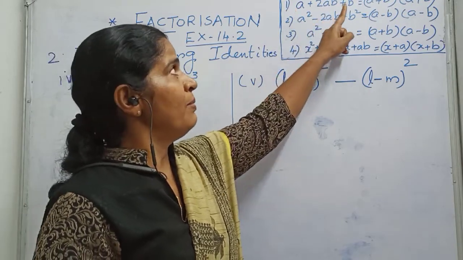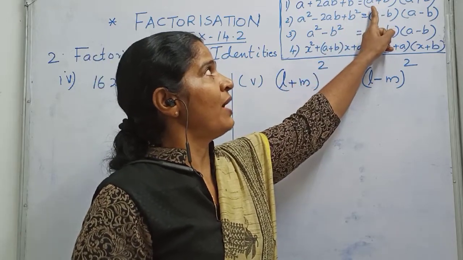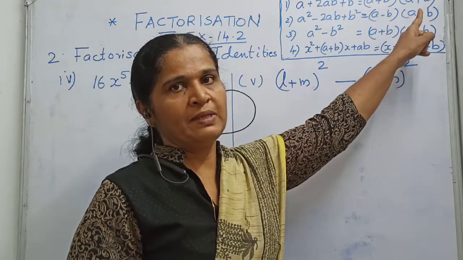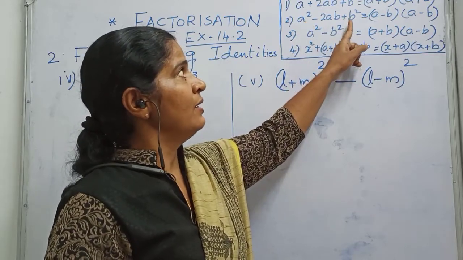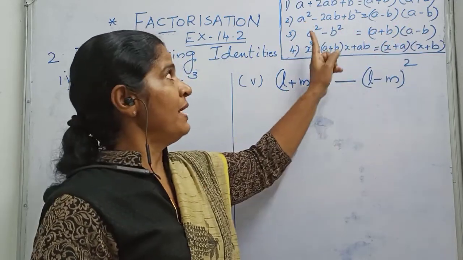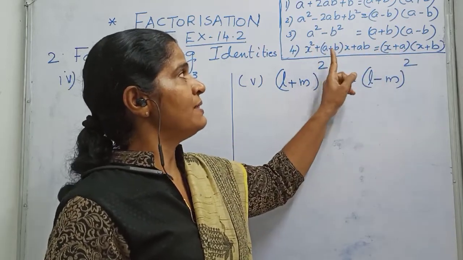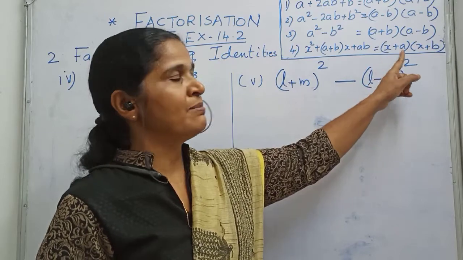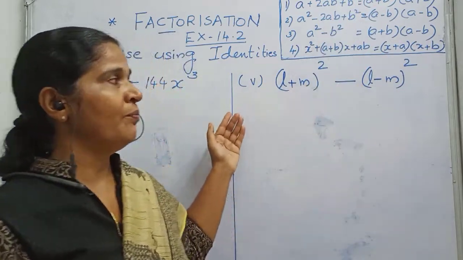A square plus 2ab plus b square, the algebraic expression, has to be written in the factorized form (a plus b) into (a plus b). A square minus 2ab plus b square is (a minus b) into (a minus b). A square minus b square is (a plus b) into (a minus b). X square plus (a plus b)x plus ab is (x plus a) into (x plus b). Learn this by heart first before doing the questions.